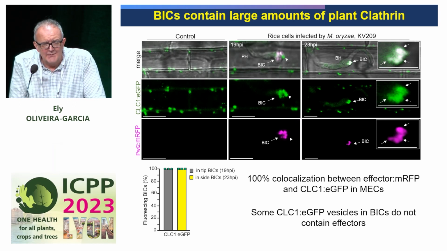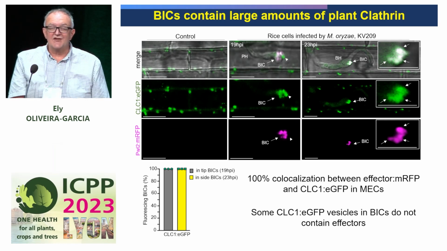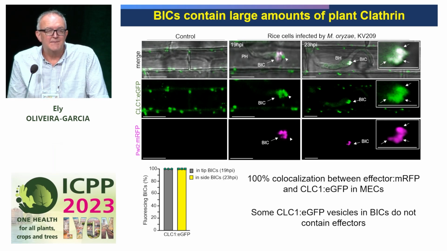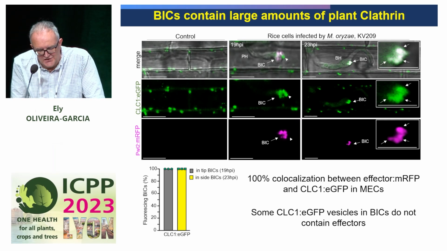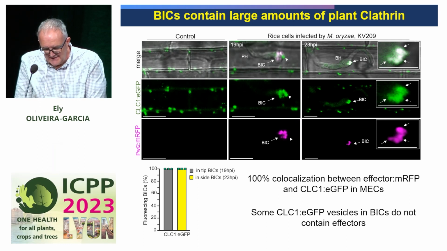But interestingly, some of those clathrin light chain vesicles don't contain effectors, which suggests, of course, that they may have other cargo. So there's bound to be other cargo that are being taken up by plant cells in addition to effectors. But we can certainly see an association every time we look at an effector with these CLC vesicles.